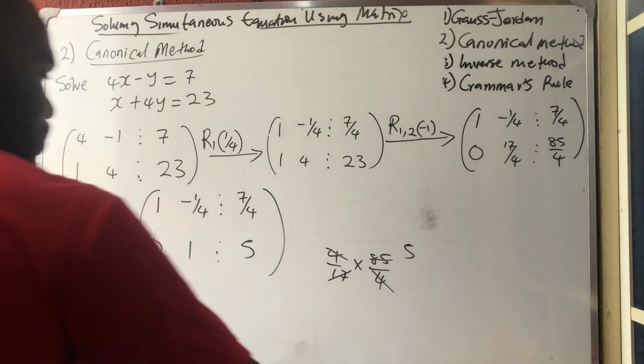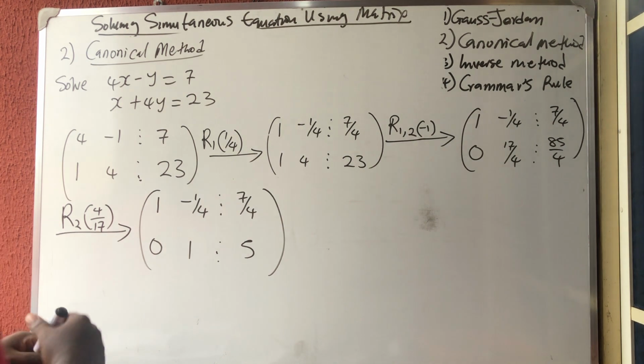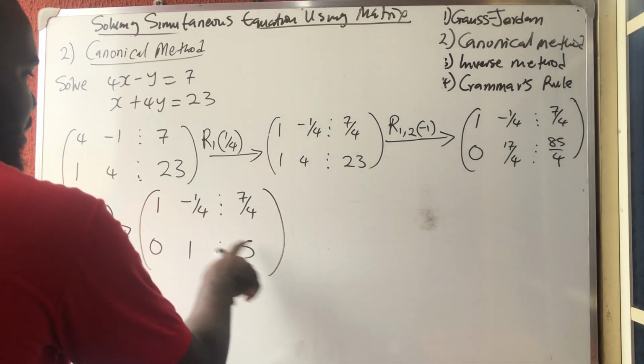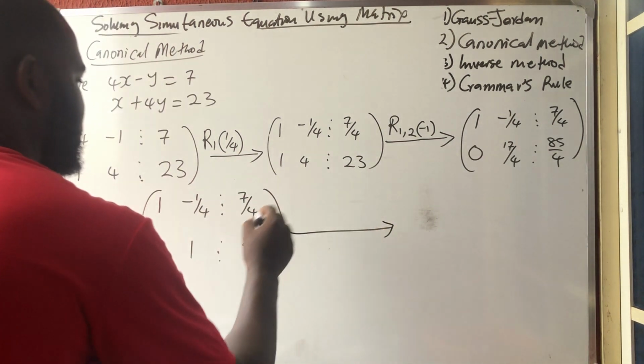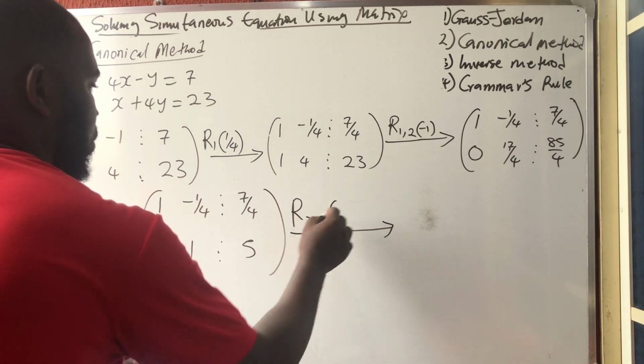I am not stopping here until I get 0 here, so that everything in this line will be 1. So how do you get 0 here? Multiply this side by 1 over 4 and add it to this side. That is what will give you 0. So multiply row 2 by 1 over 4 and add it to row 1.